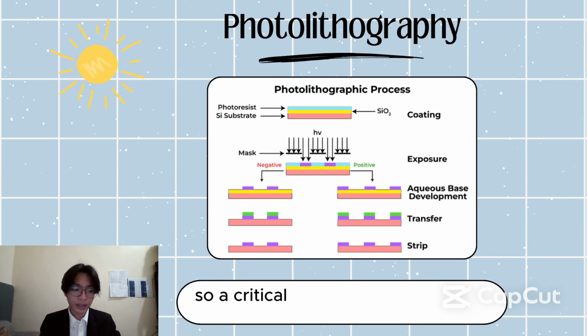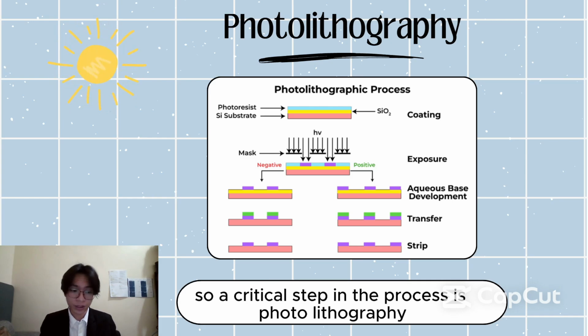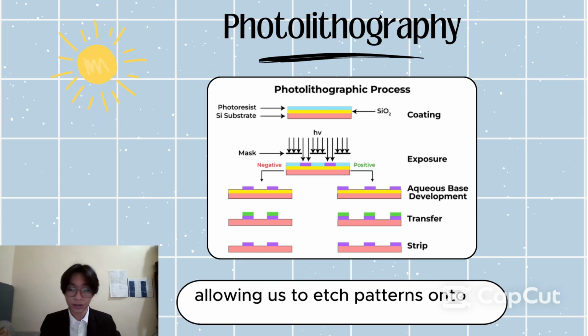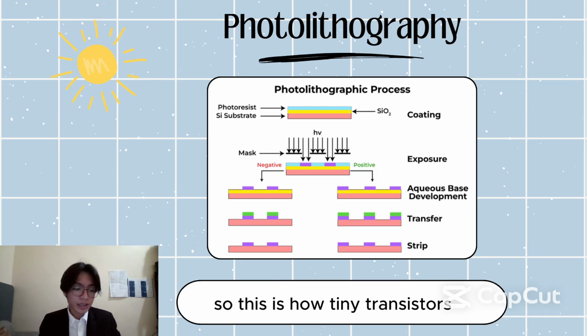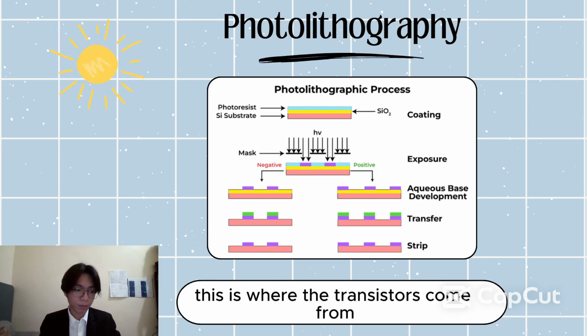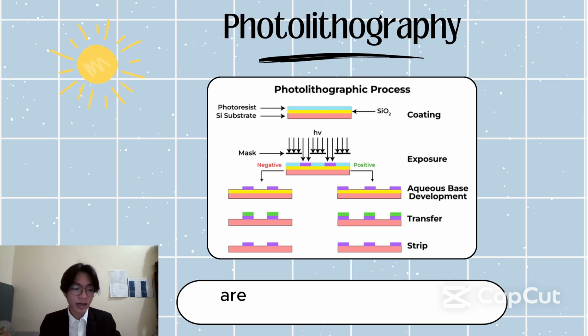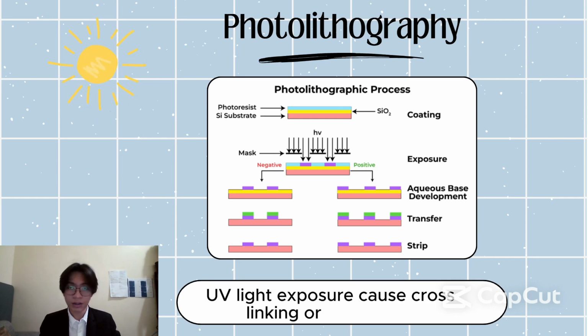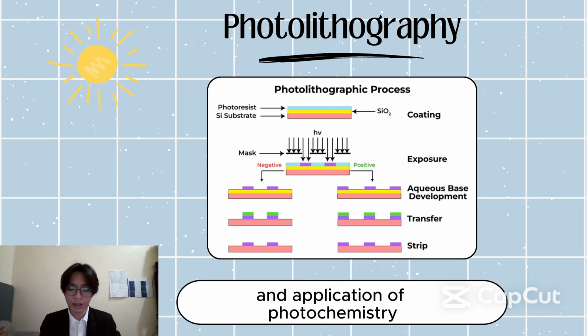Photolithography. A critical step in the process is photolithography, where a light-sensitive material called photoresist is applied to the silicon wafer. A mask blocks UV light in certain areas, allowing us to etch patterns onto the wafer. This is how tiny transistors, sometimes smaller than 10 nanometers, are created. This is where the transistors come from. To add, photoresists are polymers that undergo photochemical reactions. UV light exposure causes cross-linking or breakdown, enabling selective removal by solvents and application of photochemistry.